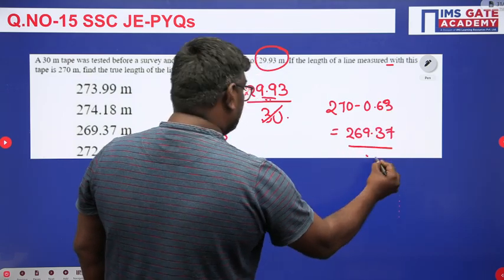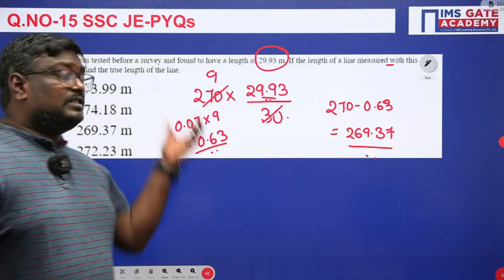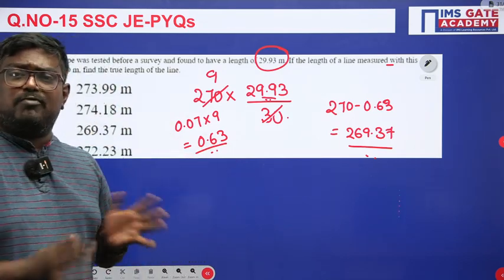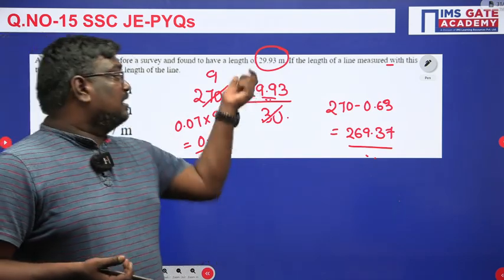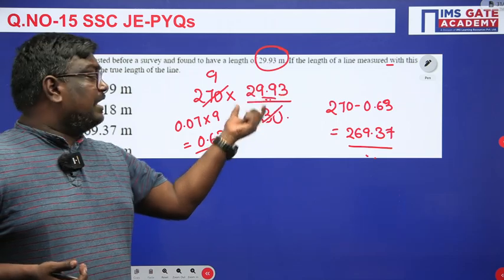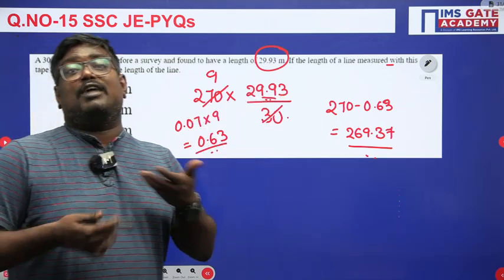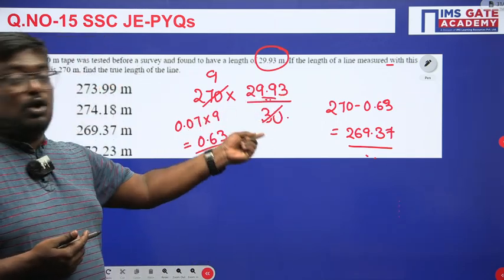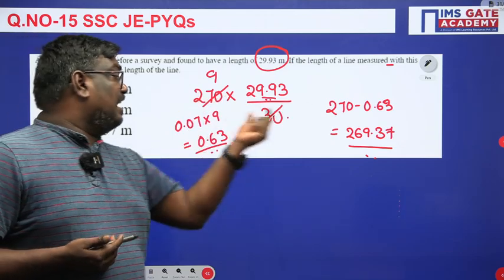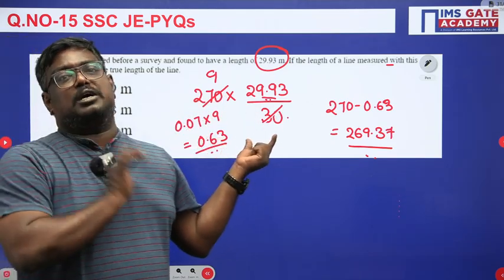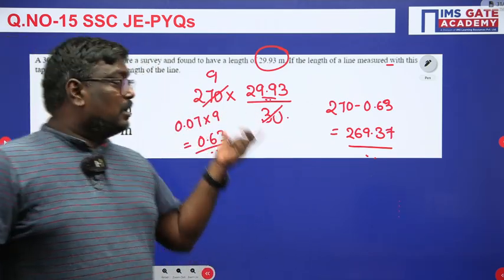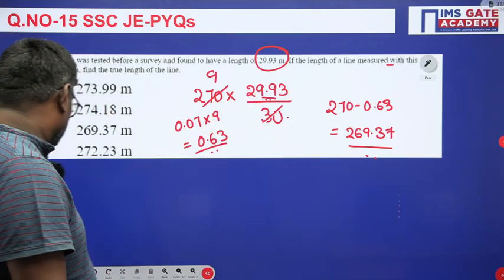Now, my dear students, in SSC JE, whenever these kinds of questions are asked, everyone knows the formula, correction for standardization, like the difference in length, 29.93 divided by 30. But you have to be fast in the calculation. So you should know the calculations here. That is the reason I have told you the calculation, even though it is apart. I hope this solution will help you.